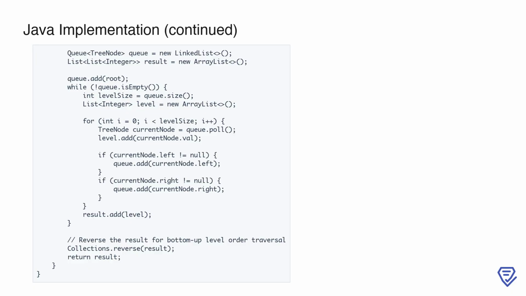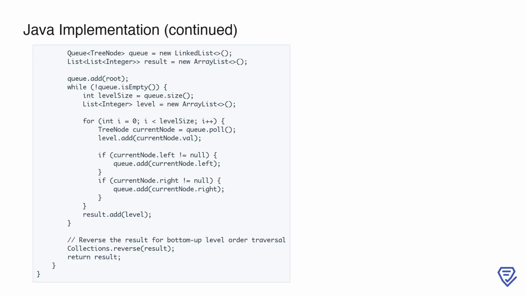We then enter a while loop that continues as long as the queue is not empty. Inside the loop, we determine the number of nodes at the current level using the queue size and create a new list to store the values of these nodes. Using a for loop, we process each node at the current level by polling it from the queue, adding its value to the level list, and checking if it has left or right children. If it does, these children are added to the queue for the next level. After processing all nodes at the current level, the level list is added to the result. Once all levels are processed, we reverse the result list to achieve the bottom-up order and return it as the final output.